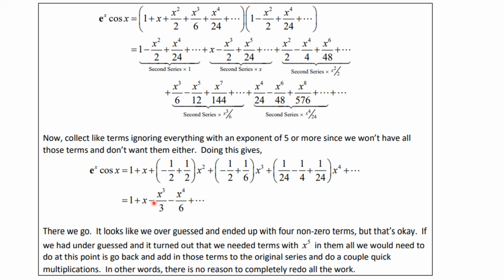Now there are the first 4 non-zero terms. So we ended up with 4 non-zero terms, and the problem said we wanted 3, so the answer to the problem really is just going to be the first 3, but that's okay. If we had underguessed, we would have known we didn't have everything we need here, and we would have to go back and add some terms. We don't have to completely redo the work, but our guess was good this time through.